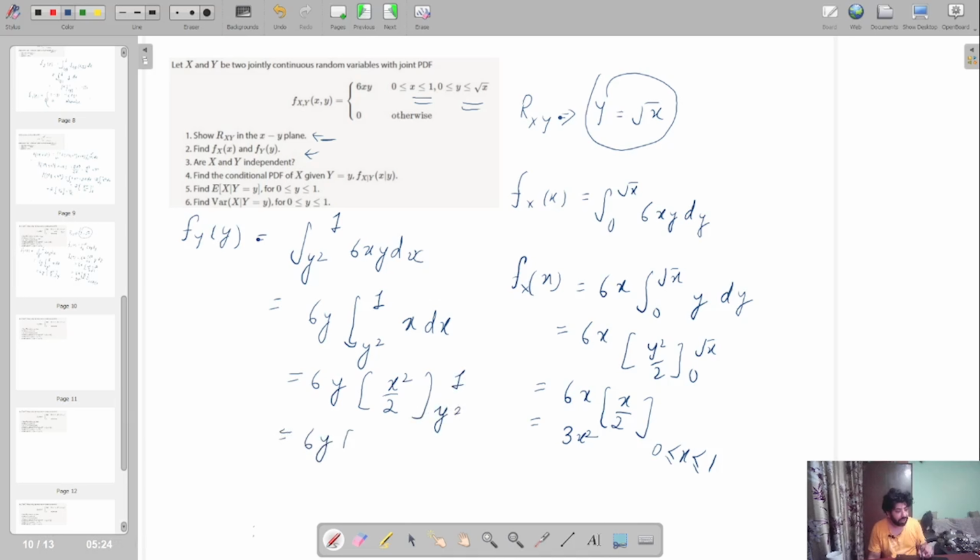So this will be 6y times 1 by 2 minus, again, y to the power 4 by 2. So this will come out to be 6y by 2, and we will have here 1 minus y to the power 4. So this will be 3y minus 3y to the power 5. So we can say this will be the marginal PDF of y ranging from y equals 0 to 1. Alright, let us move to the next one.